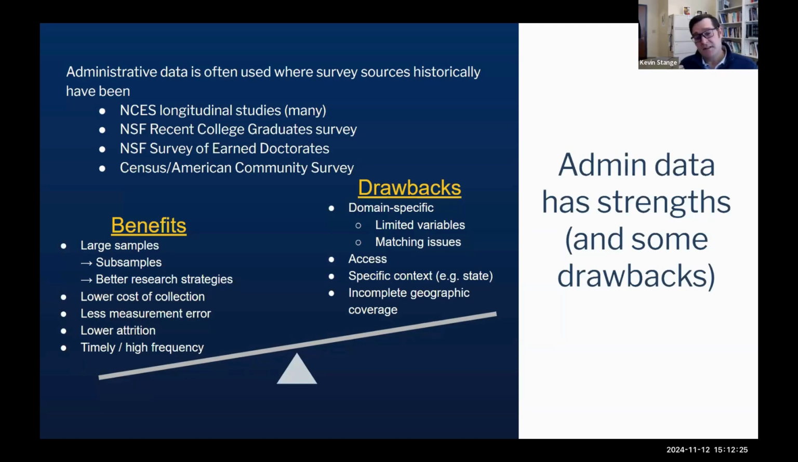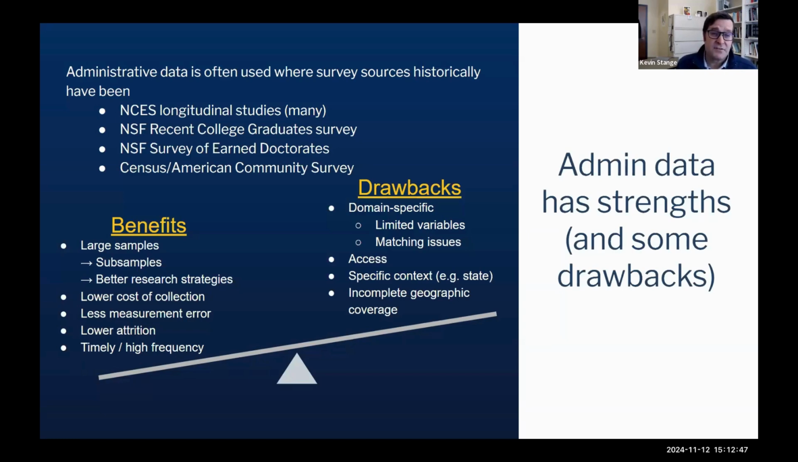Then there are drawbacks, which is why this is not meant to be an indictment of survey data; rather, I think of admin and survey data as complementary. Admin data tends to be fairly limited in terms of the variables and measures it includes, because it only includes data that is used for administrative purposes.